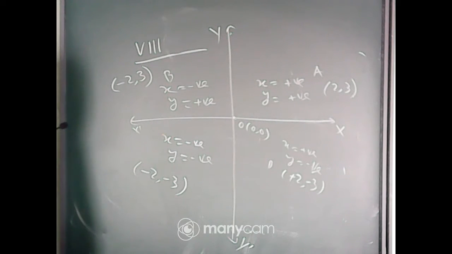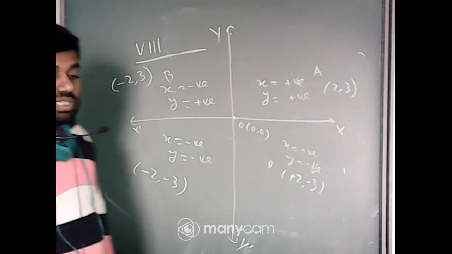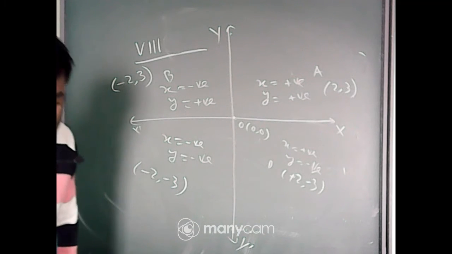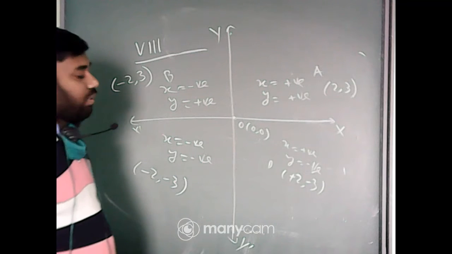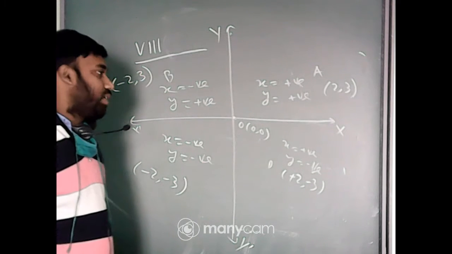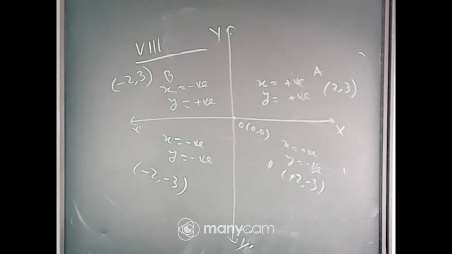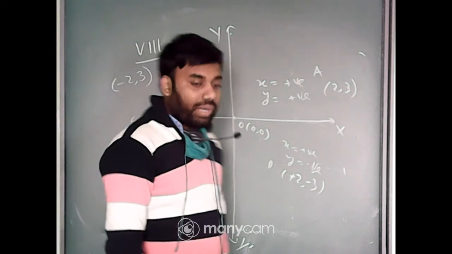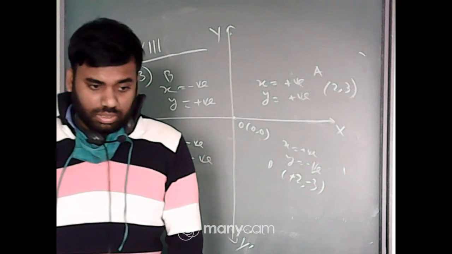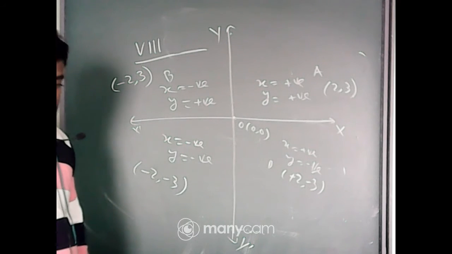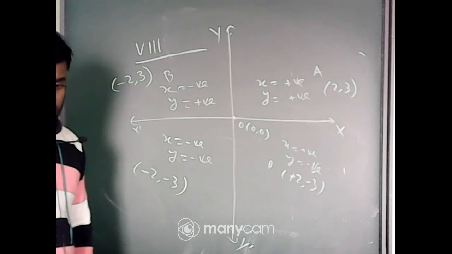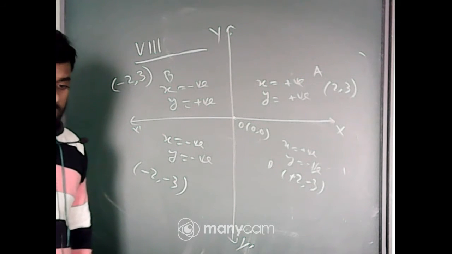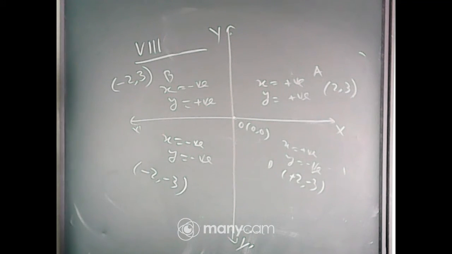Next, I will ask some questions only from the sign convention. First quadrant, x positive, y positive. Second quadrant, x negative, y positive. Third quadrant, both are negative. Fourth quadrant, x positive and y negative. Okay? Got it, everyone?